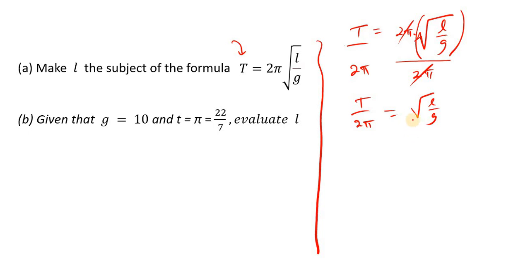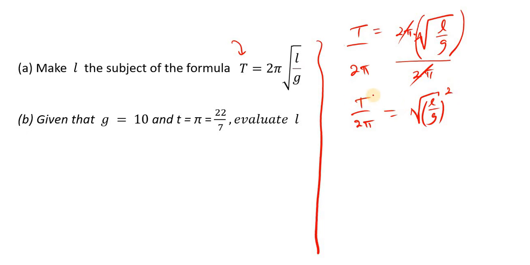Okay, so what do we do next? Can we cross multiply? No. Why is that? Because we have this side being square rooted. So we need to remove the square root, because notice that this quantity, L over G, is being square rooted. We need to get rid of that square root, because the square root is affecting every other term. So to get rid of the square root, we're going to use square. So we're going to square both sides.